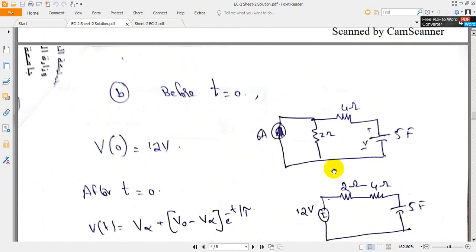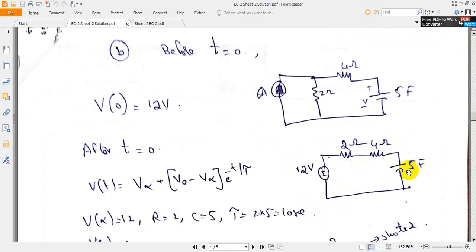Coming to the second question, before switching operation, the circuit will be a 6 ampere current source in parallel with the resistance, and then we are having an Ohm's law resistance and then the capacitance. We can replace this 6 and 2 by source transformation with 12 volts, 6 into 2, in series with the same resistance. You will get it like this. Now the voltage across the capacitor under this condition will be equal to 12 volts. This is the only supply. So the voltage across the capacitor under steady state will be 12 volts.